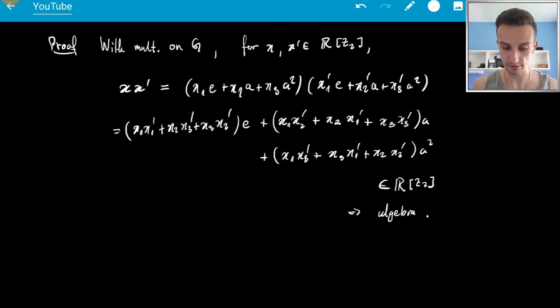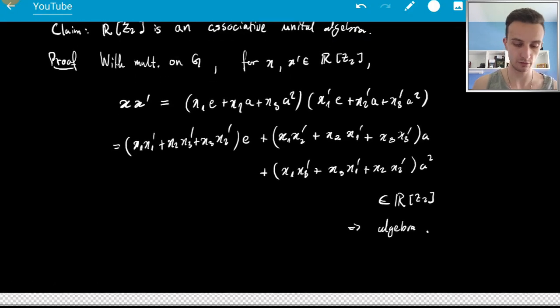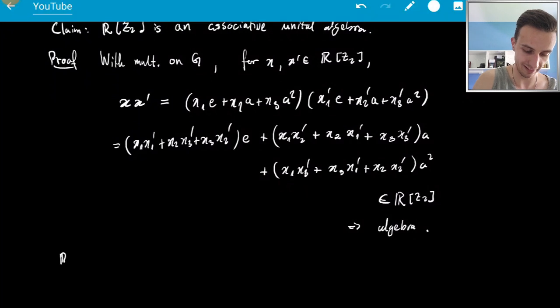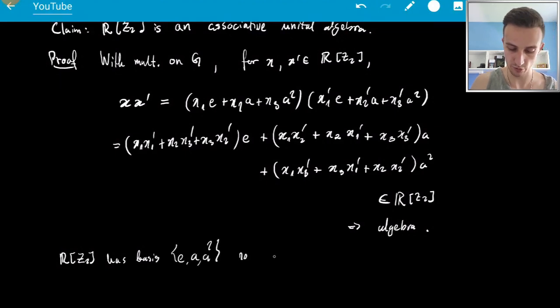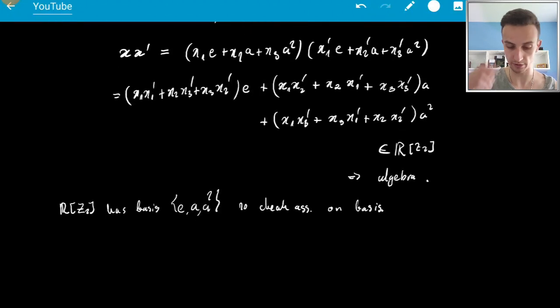Okay, is it associative? So for associativity, for example, it would be enough to check this for the basis. Everything I'm saying is going to be general, but let's say it like this. So RZ2 has basis A squared. So it's enough to check associativity on the basis. But of course, the group multiplication is associative, right? So, yeah, hence associative.